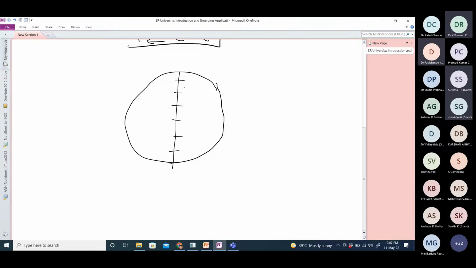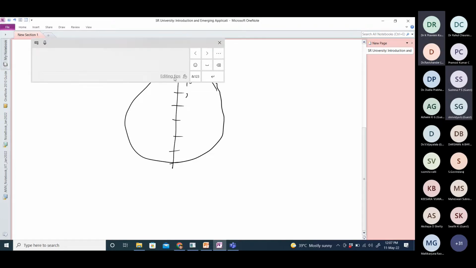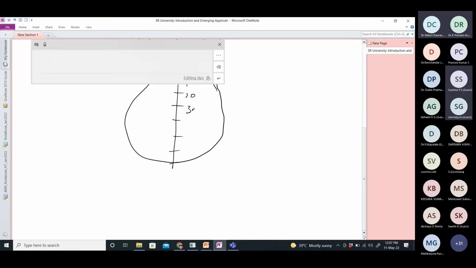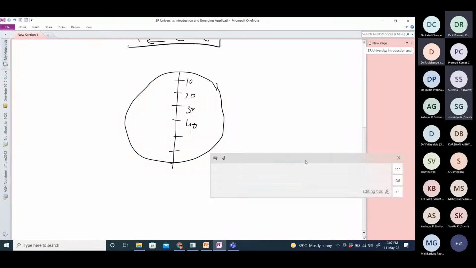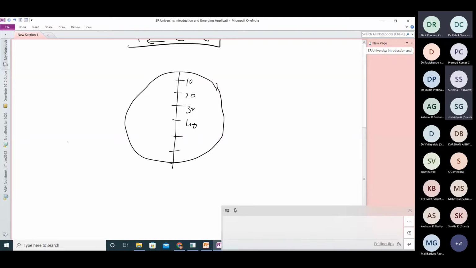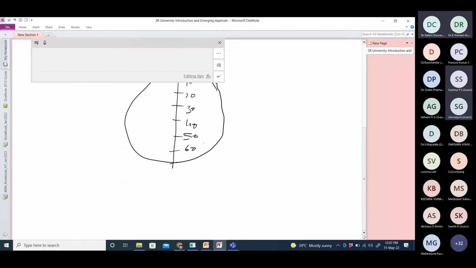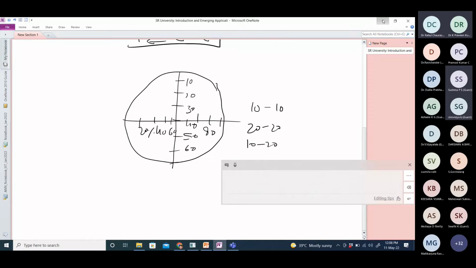So 10, 20, 30, 40, 50. So this is 10%, 20%, 60, like this. So this is the percentage, 10, 10. Then there is 20, 20, 10, 20. So this is 10, and this side maybe you can put 10% or 20%. If you put 20%, 20, 40, 60, 80. So 10, 10, 10, 20, 20, 10. These are different systems available for acquiring the signals.